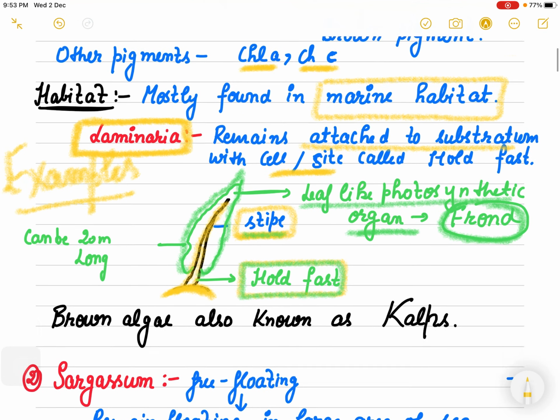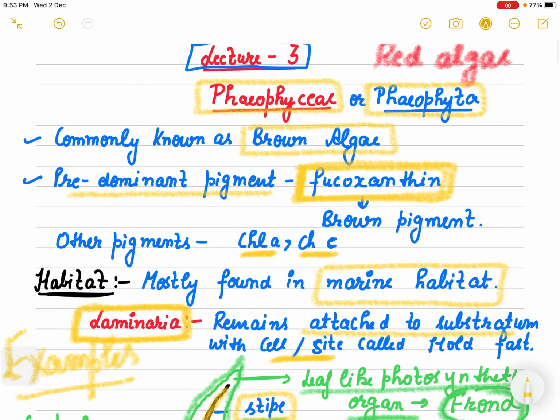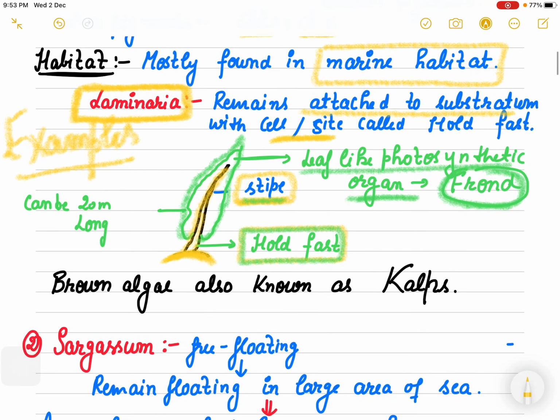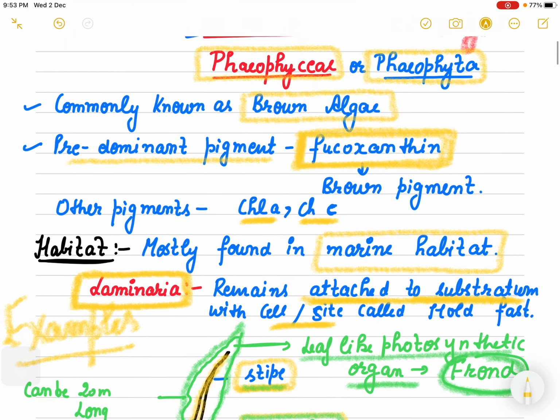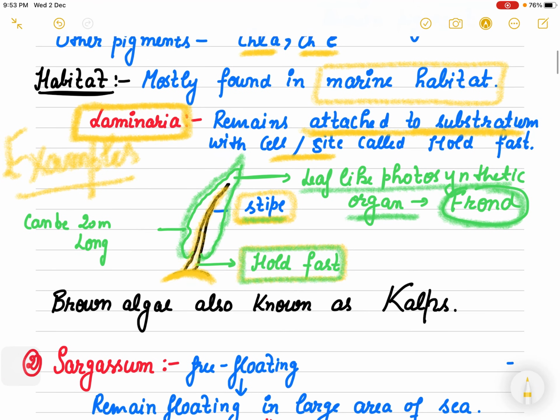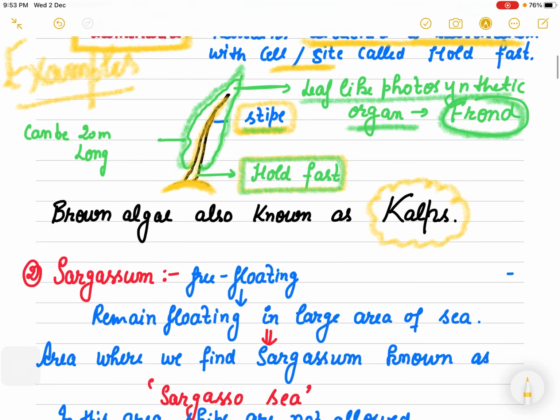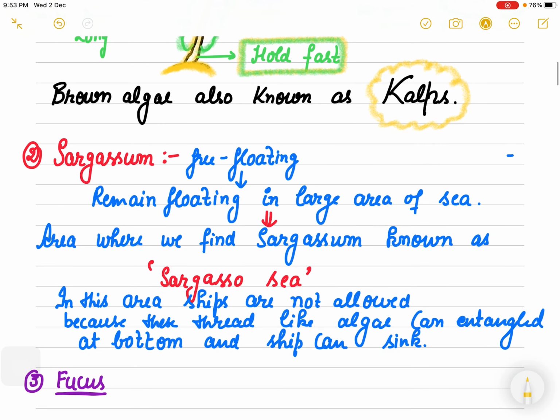So Laminaria is a member of the Phaeophyta group. And what is the speciality? That it is attached to the substratum. Brown algae are also known as kelps. The word kelp is given to the brown algae.